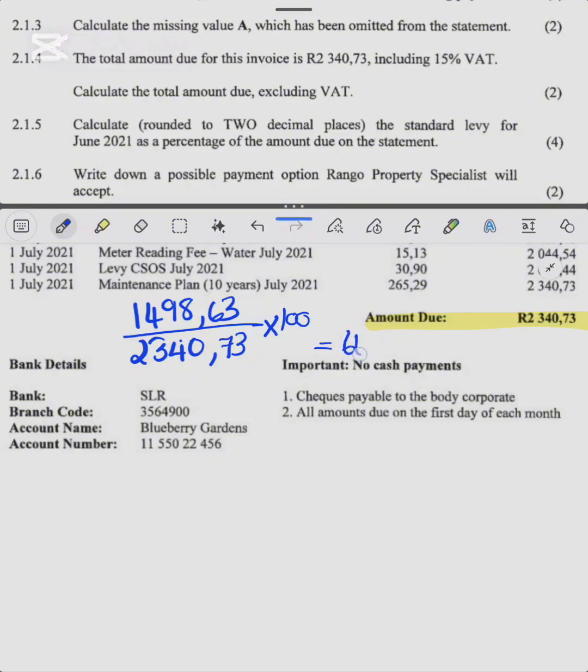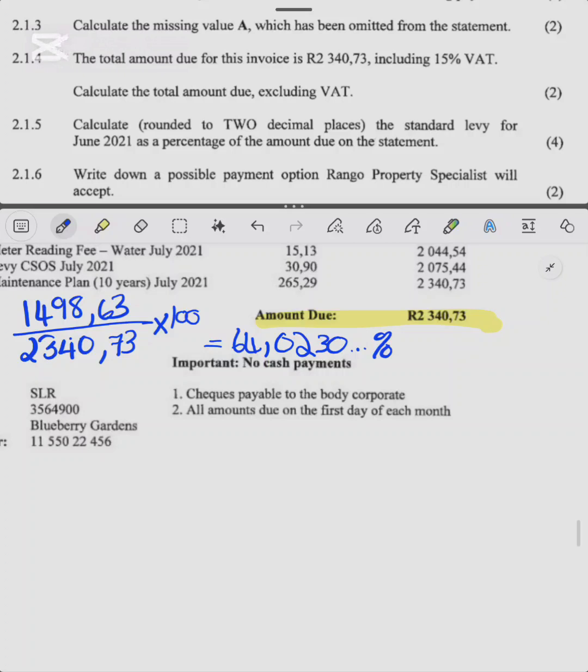And when that is done, you should get 64,02. It actually keeps going on, so we always show the unrounded first, and then you can do the dots, just to say that we know it goes there. And then they wanted it rounded, because our question did specifically say we want it rounded to 2 decimal places. So if we do that, we should get 64,02%. And that's our final answer.